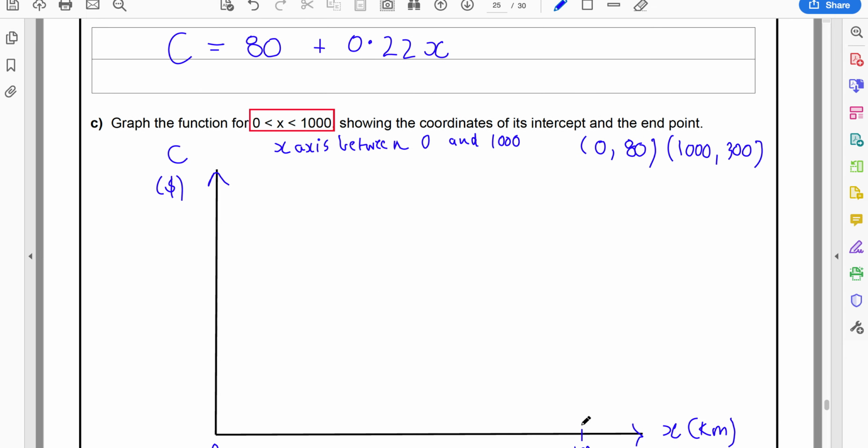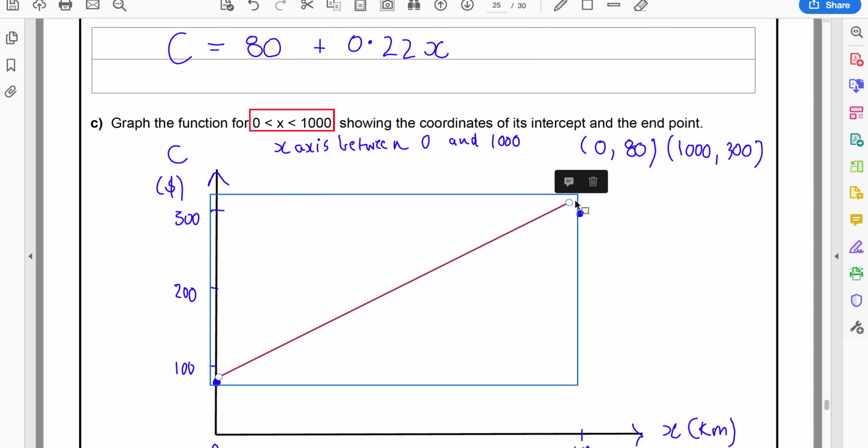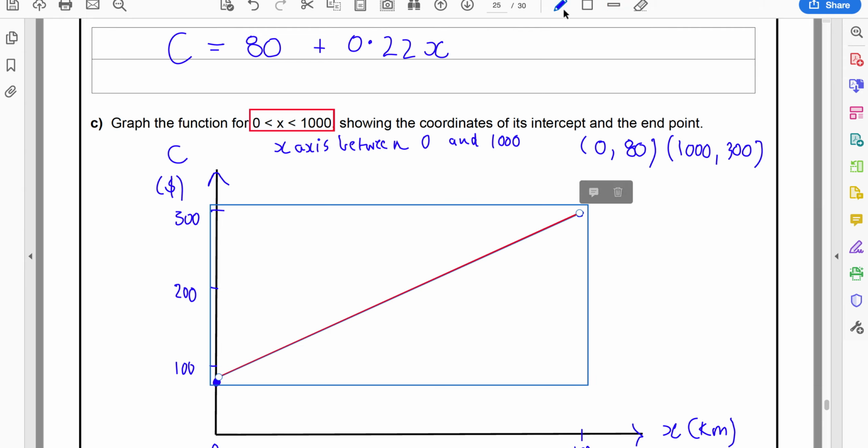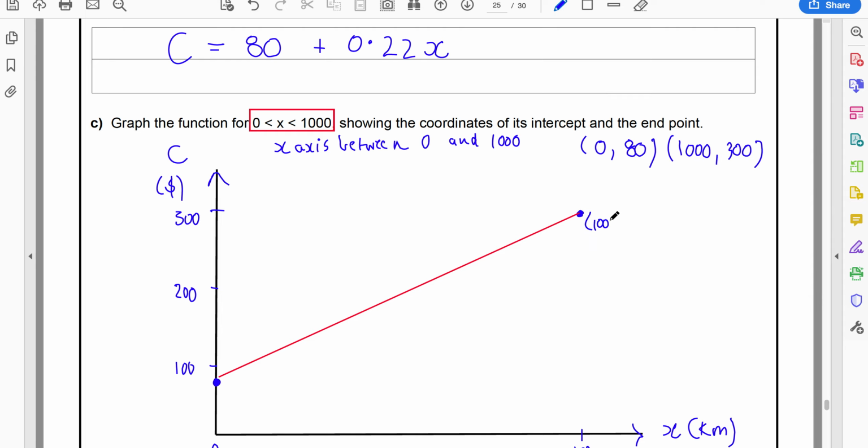So I'm just going to make this point up here. I'll try and line it up as best I can. That is my point 1,000 and then this one is 300. That means I can sort of break this into thirds. That'll be 100 and 200. And then roughly at 80, which is about there, I'll have my other coordinate. And then I can connect that with a straight line. And then I'll mark those two coordinates onto the graph.